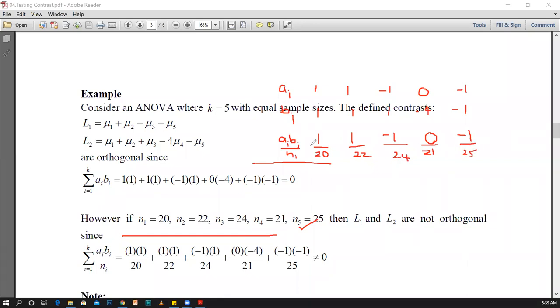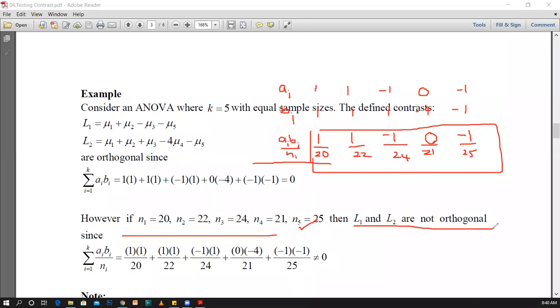Now we add all these values together, and we can identify that the summation is not equal to 0. Since the summation of ai times bi divided by ni, where i goes from 1 to k, does not equal 0, we can say that L1 and L2 are not orthogonal contrasts. This is how we identify whether the contrasts are orthogonal or not.